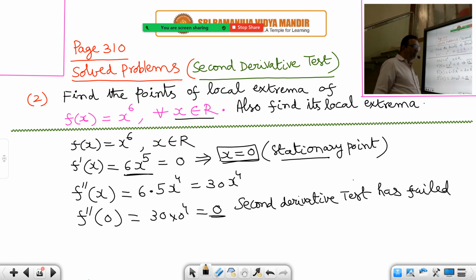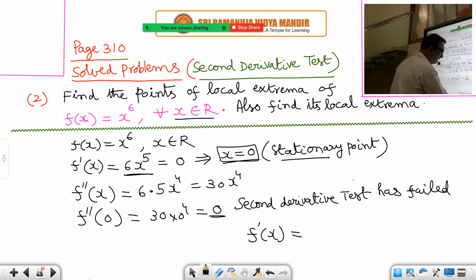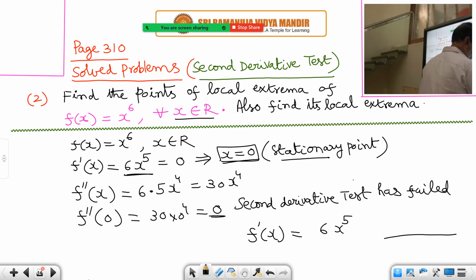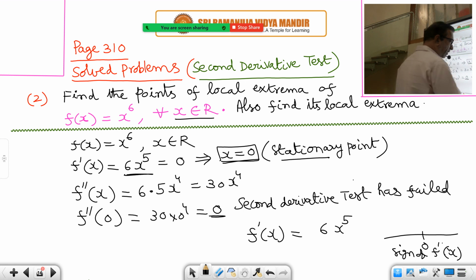So then we can better use the first derivative test. What is the first derivative? 6x power 5. I am writing it again. 6x power 5 is the first derivative. The stationary point is at x equal to 0. So here I am plotting the sign of f dash x. At 0, of course, the first derivative is also 0.